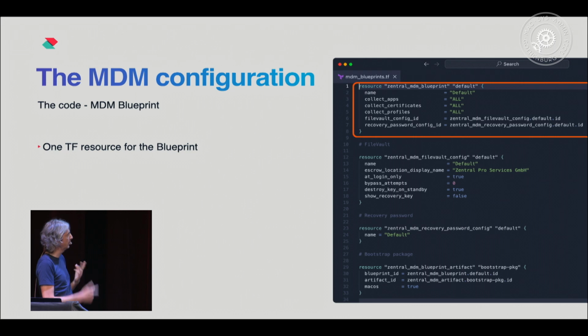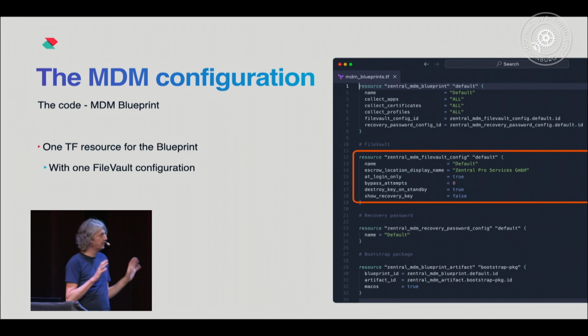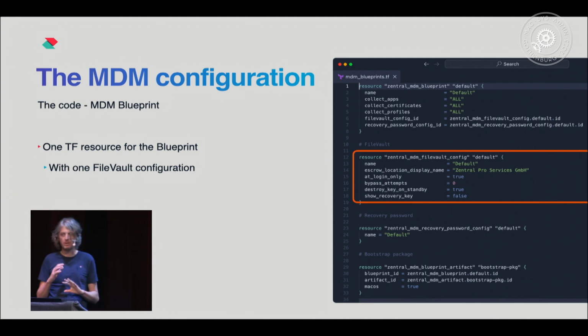Collect the apps, collect the certificates, collect the profiles using MDM. There's a reference to a FileVault config, a reference to a recovery password config. So the FileVault config is an abstraction of what is necessary. You could still push your own mobile config if you want, but Central has a way of making sure that FileVault is enabled and can push the mobile config for you.